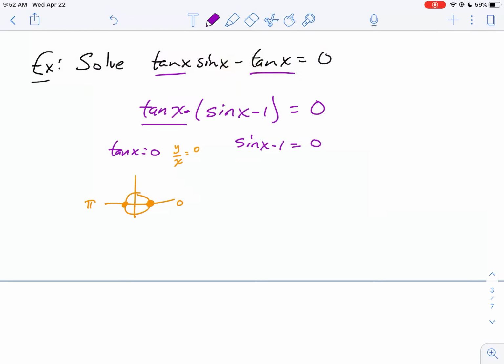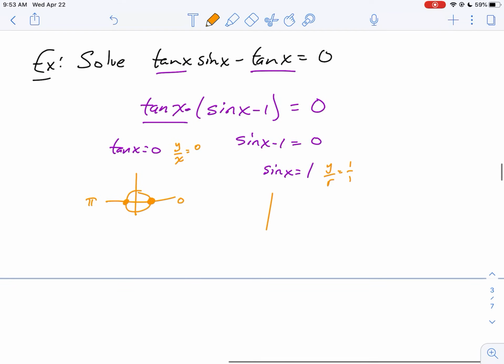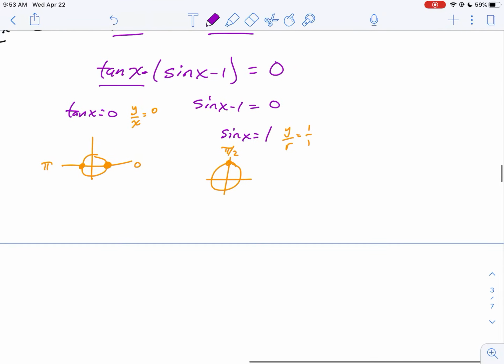And then over here with sine x minus 1, we just solve, we get sine x equals 1. We think about sine as y over r, so we want to find where it's 1 over 1. Where is my y value 1 and my radius 1? Well, that happens up here, and so that's pi over 2. And so my final solution then, I've got three answers.